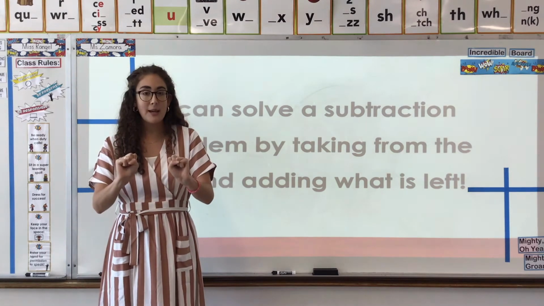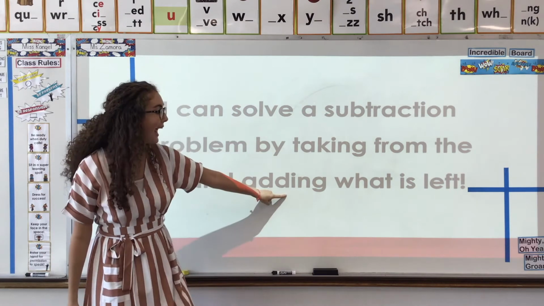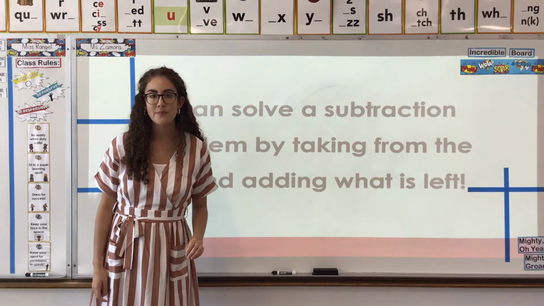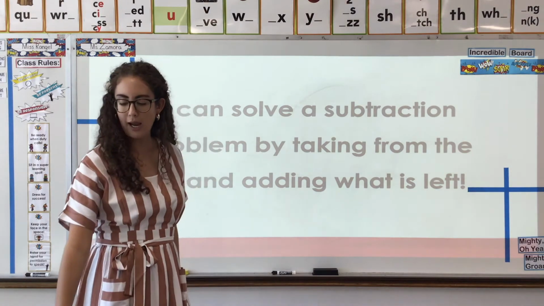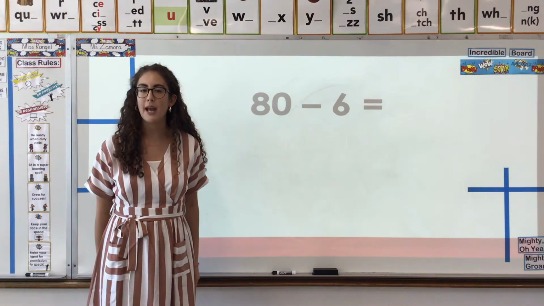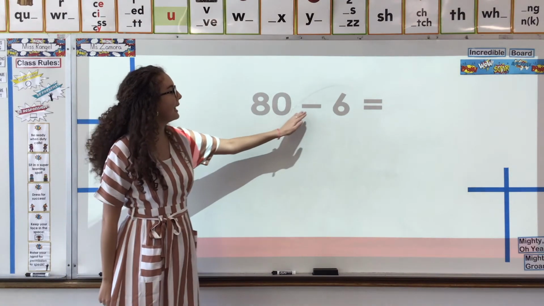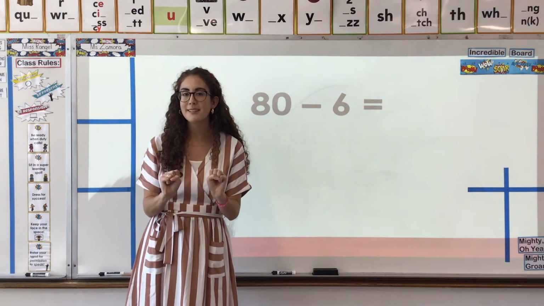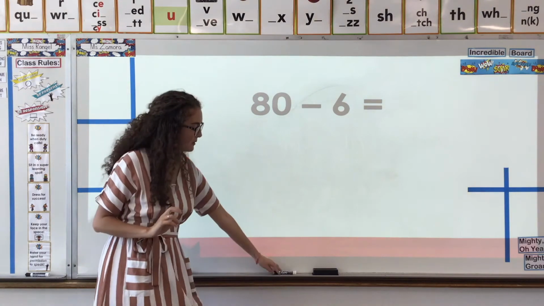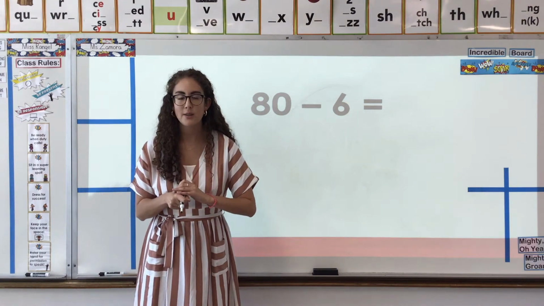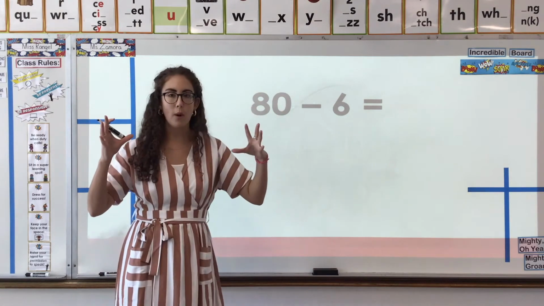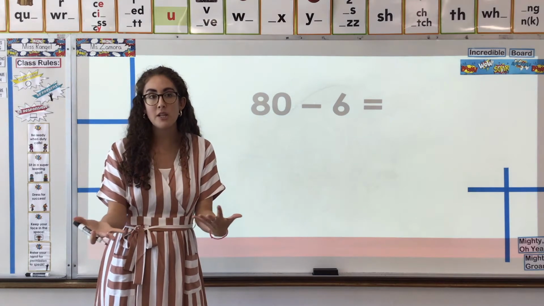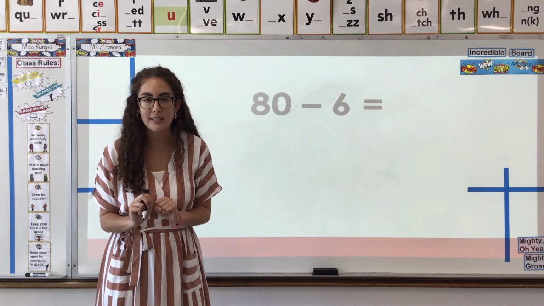Today, we're going to do the same thing, but keep going and add what is left in our problem to find the answer. So let's look at a subtraction sentence we were working with yesterday. Yesterday, we were looking at 80 minus 6. We started this problem by taking from the 10, but today we're going to finish it. So, in 80 minus 6, equation is a pairs to 10 fact.